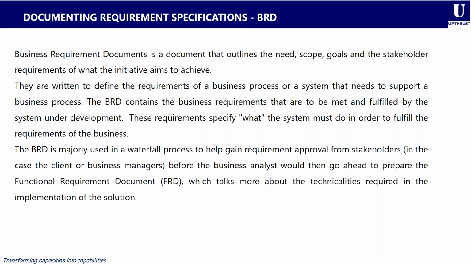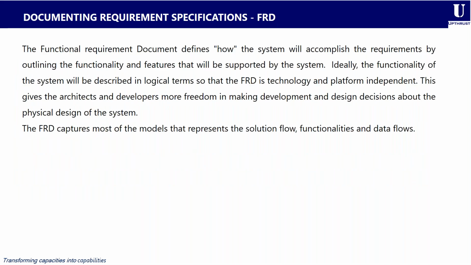Before the BA would go ahead to prepare the functional requirement document, which is the FRD. Some also call it functional requirement specification, FRS, which basically talks about the technicalities that are required in the implementation of the solution. So what is an FRD, the functional requirements document? This basically defines how the system will accomplish the requirements by outlining the functionalities and also the features that will be supported by the system.